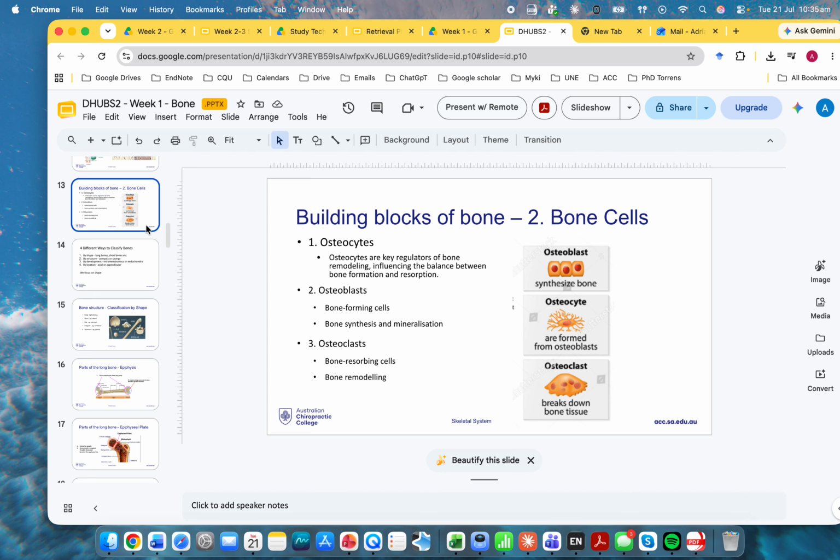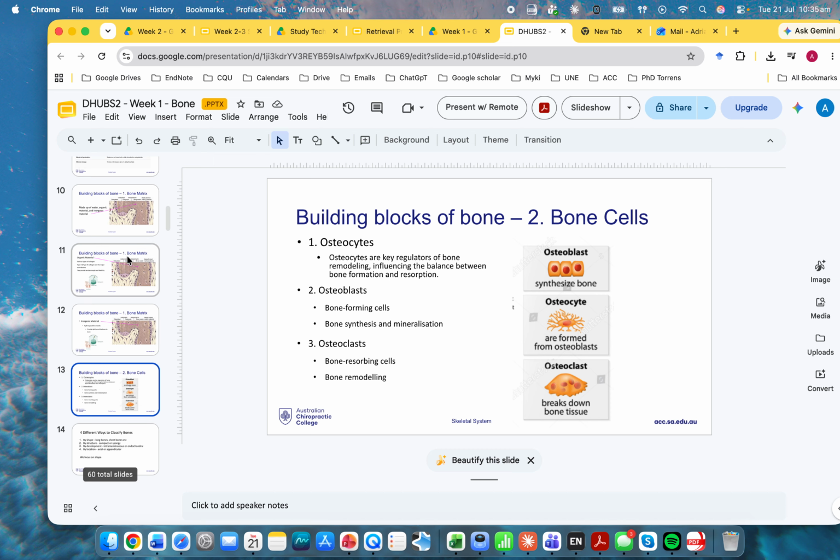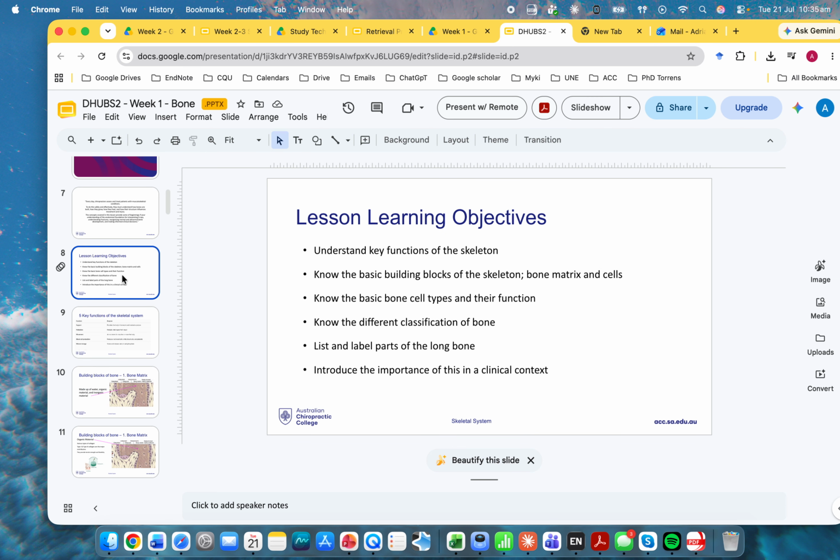Right? And so I'm asking myself consistently, what am I being asked to know? And how does that align with the lesson learning objectives? The next one here, know the basic cell types and their functions. So here I'm just nominating the cells. Here I'm being asked to explain their function, right? So I know what the three are. Now I'm being asked to explain their function, which we've addressed already.